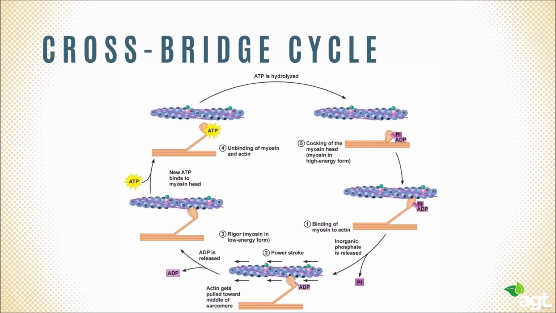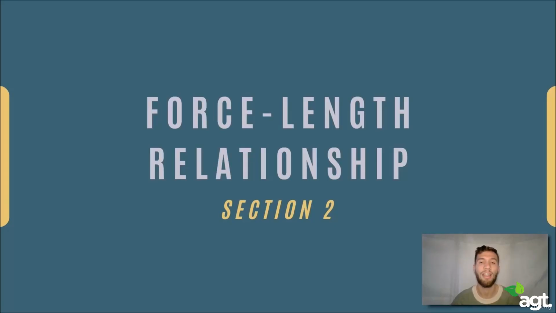This whole process happens very fast, with lots of cross bridges working simultaneously all over the muscle, all over the body during the muscle contraction. Next, let's look at the force-length relationship of the sarcomere.